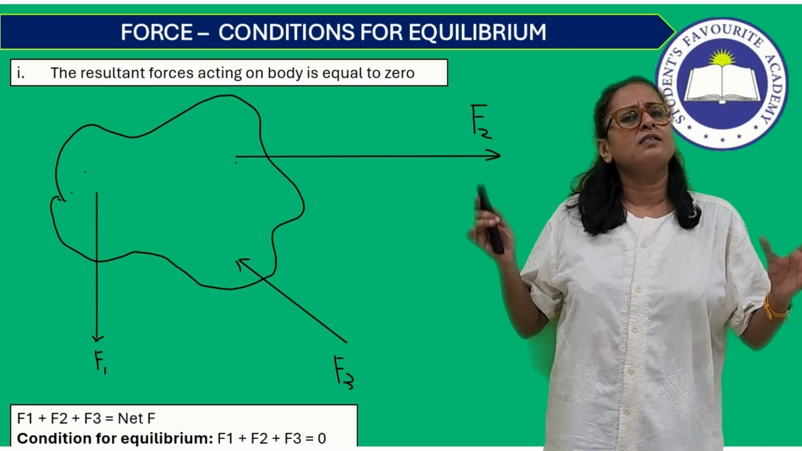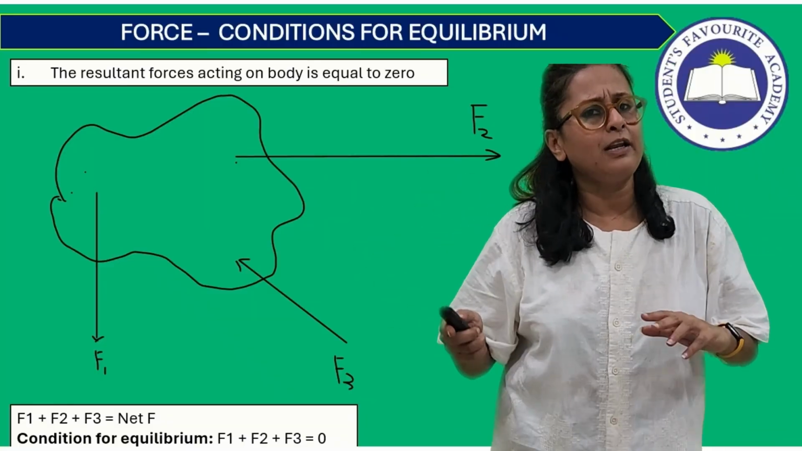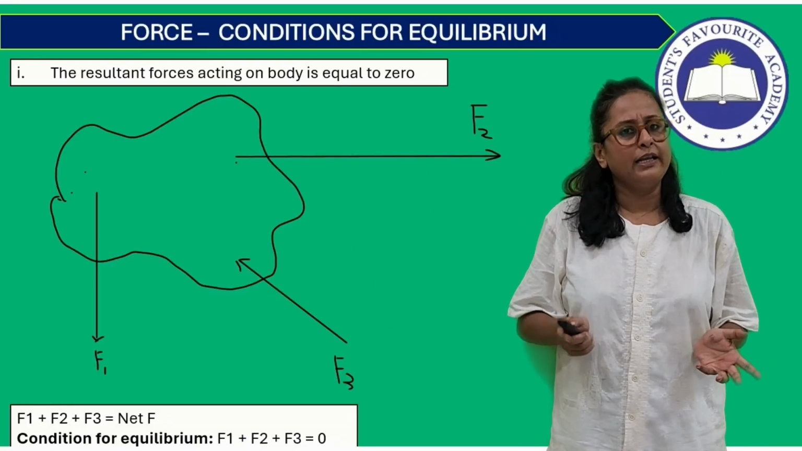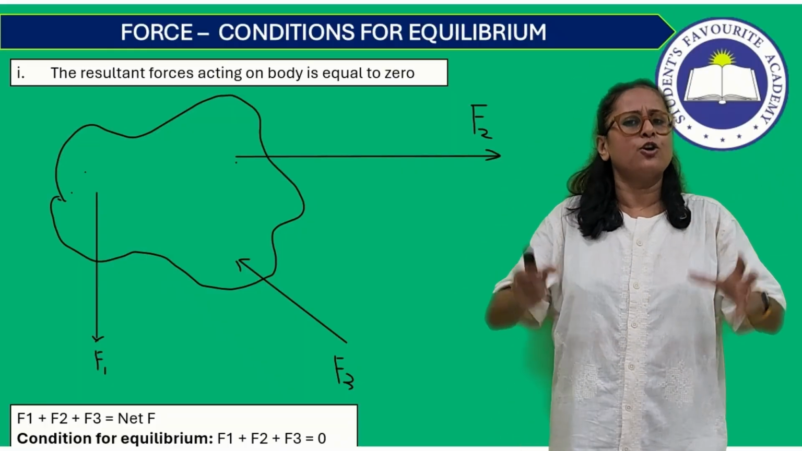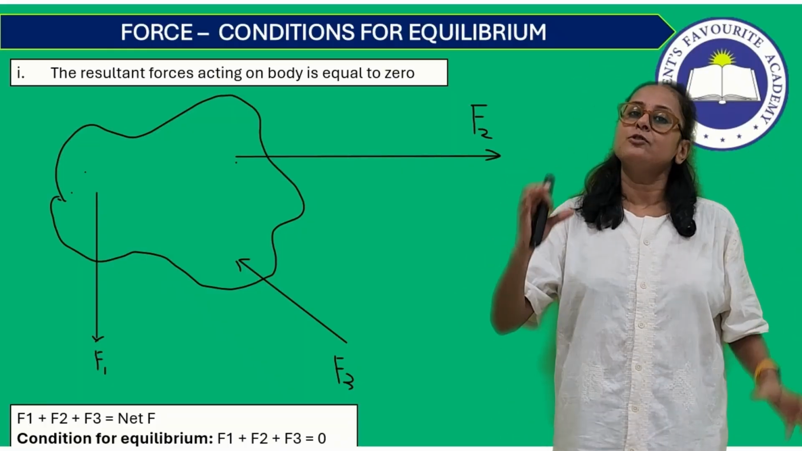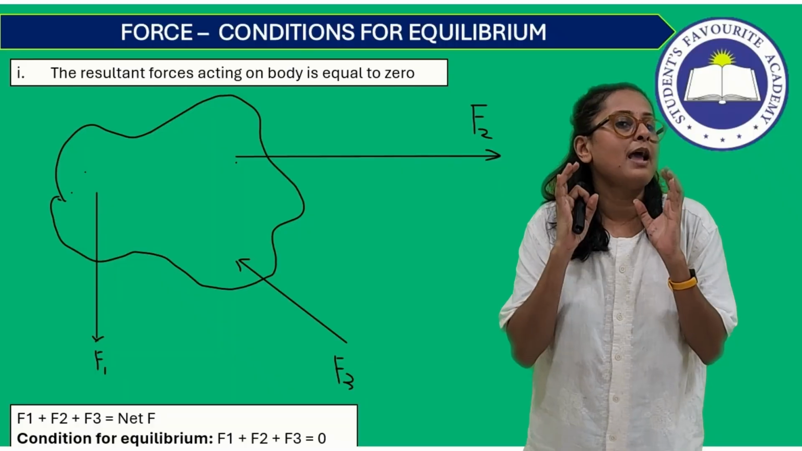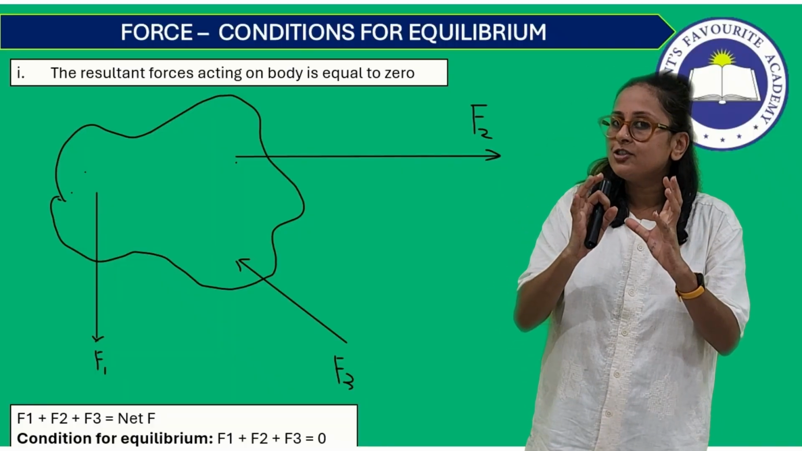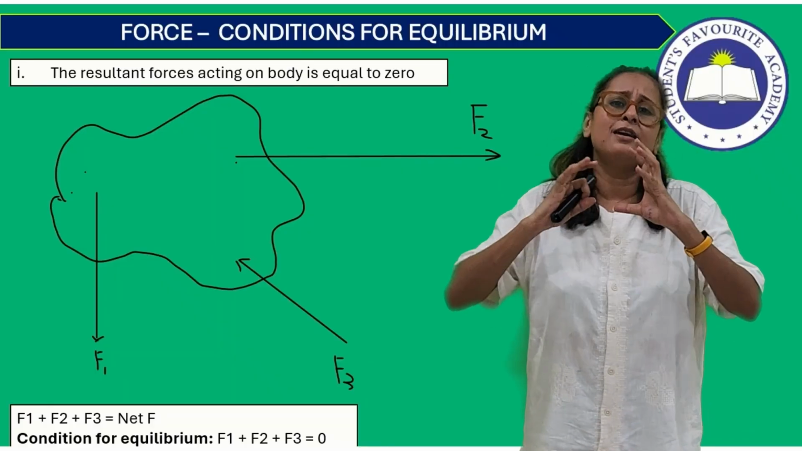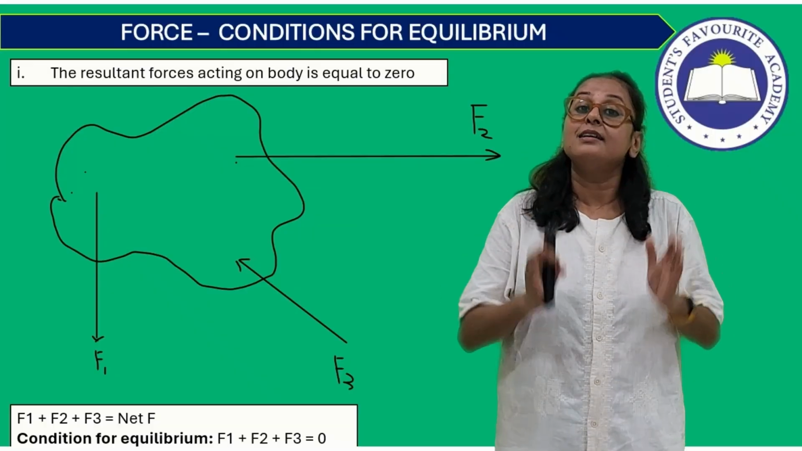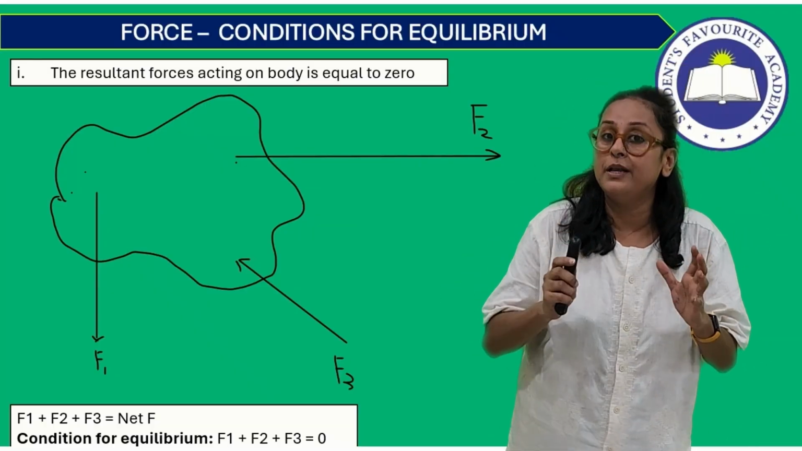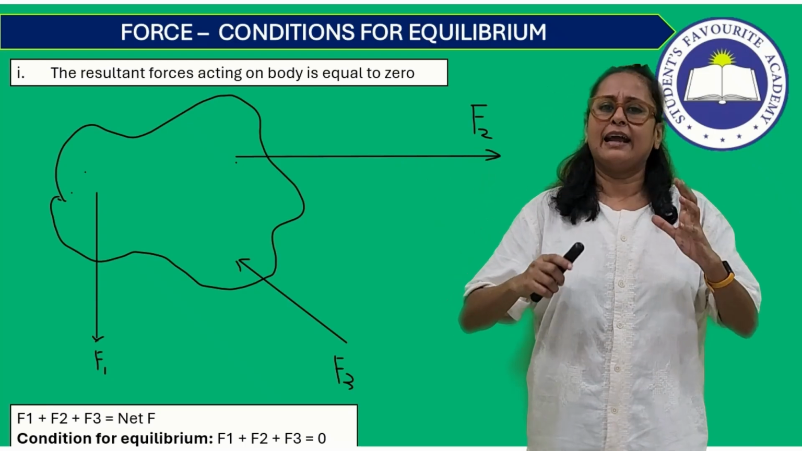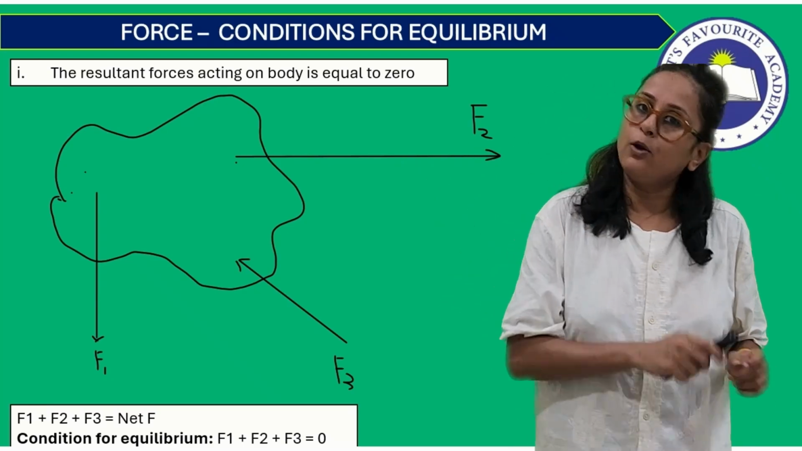That means if there are three forces F1, F2, F3 acting on any shaped body, and if their vector sum or their net effect comes to 0, the body will remain as it is. It will not change its shape, size, motion, direction, nothing. It is in a state of rest, or it is in a state of equilibrium. Alright? Forces are acting, but it is in a state of equilibrium.